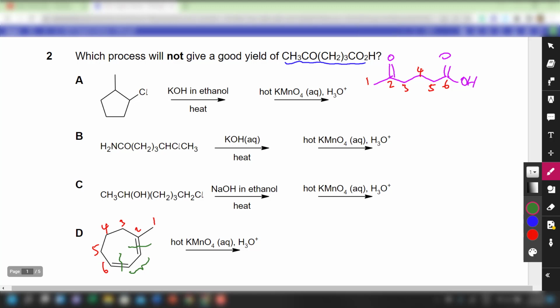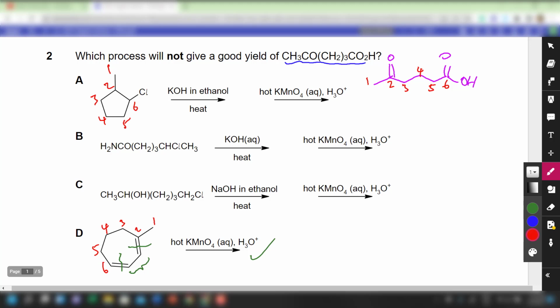So option D is the one which is likely to give a good yield, so I will not be choosing option D. Let us go back to option A. Again, I'm going to do a numbering: 1, 2, 3, 4, 5, 6. So we can visualize the skeletal structure out there.